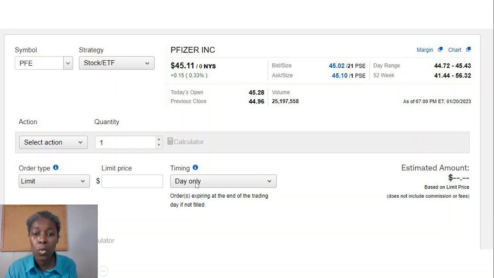If you change the timing from day only to good till canceled, but again, it depends on what you are doing. So if you are trading stock, maybe day only might work for you, but if you are an investor, maybe you may not want to change it daily.